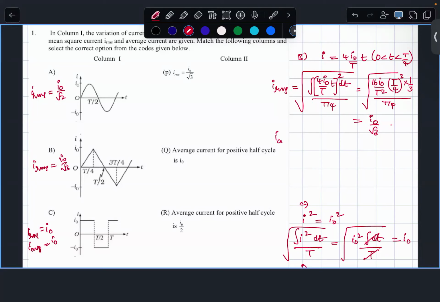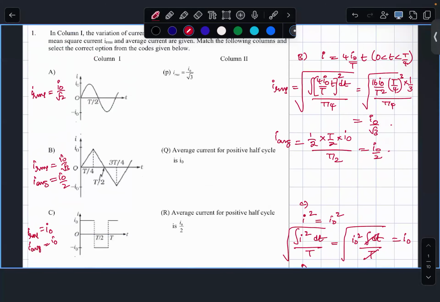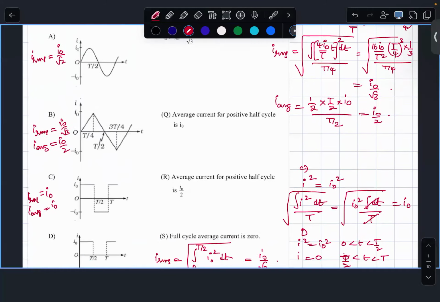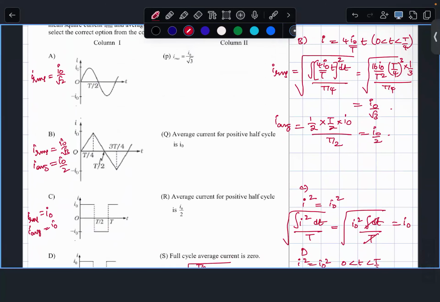In this case, what is the average current? It is the area of the triangle: half into base T by 2 into height I naught, divided by T by 2. So the average value is I naught by 2. That's all. I think it's a direct matching. Average current for positive half cycle is I naught is wrong. You cannot match that, as for the full cycle the average current is 0. Correct.